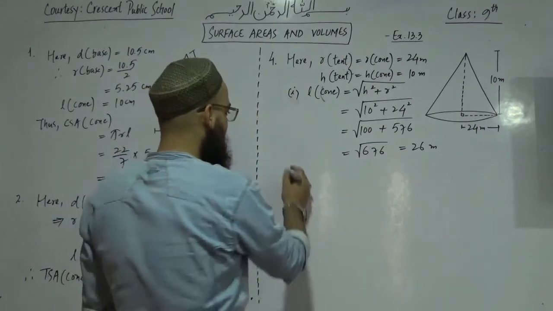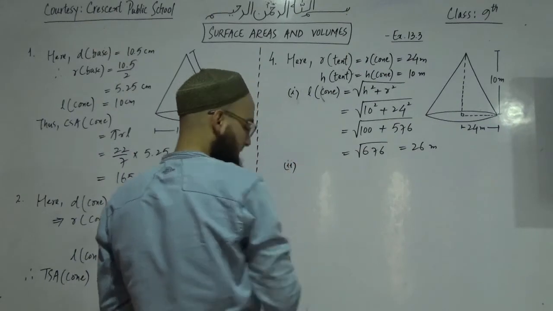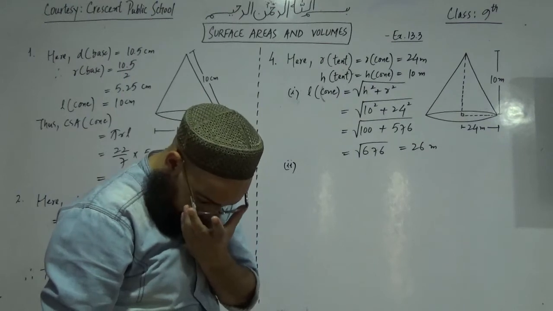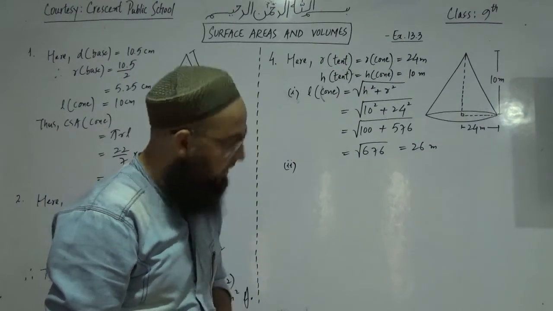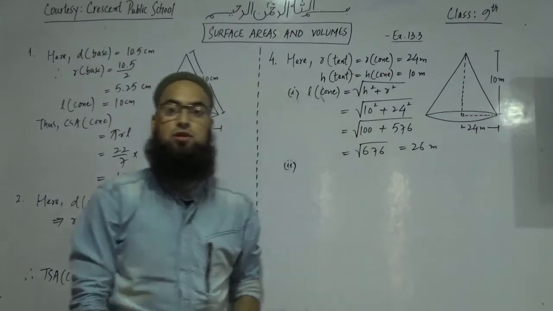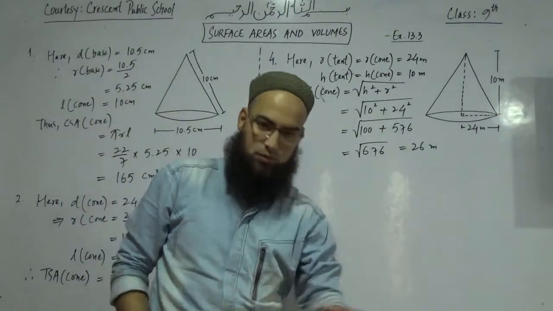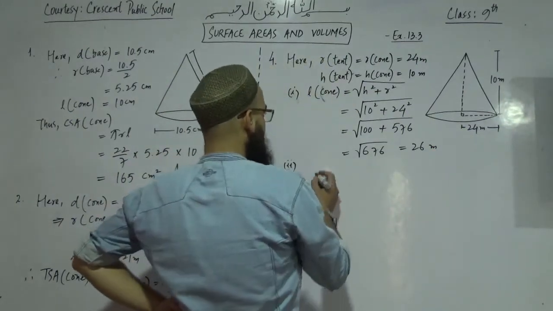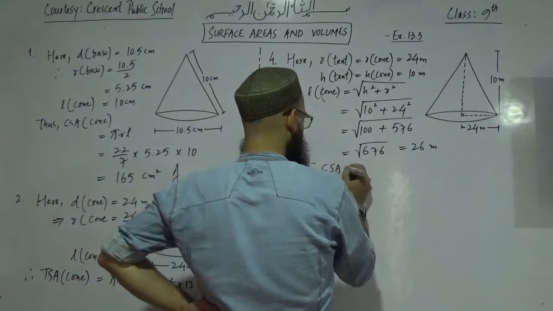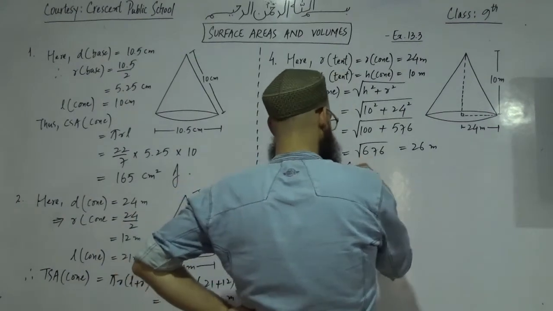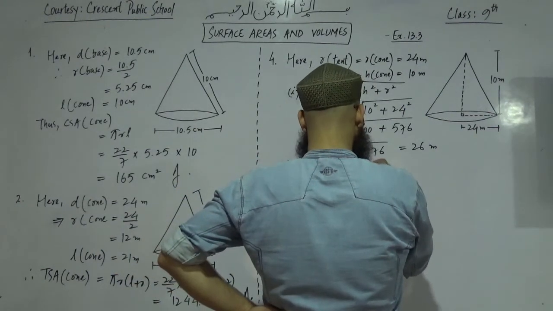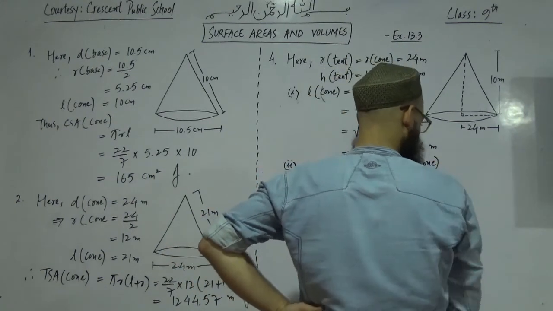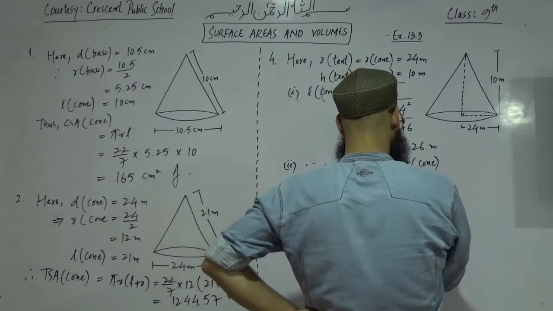Now the second part is the cost of the canvas required to make the tent. For the tent, you'll use curved surface area because the tent is open at the bottom. So let's find the curved surface area. Since the curved surface area of the tent is the curved surface area of the cone, that is pi r l.